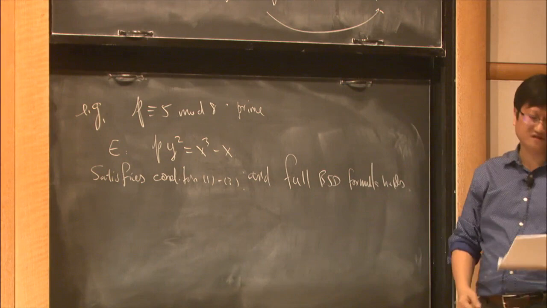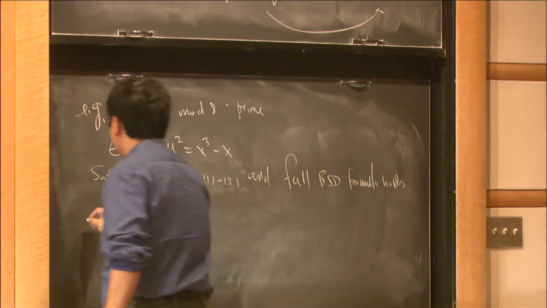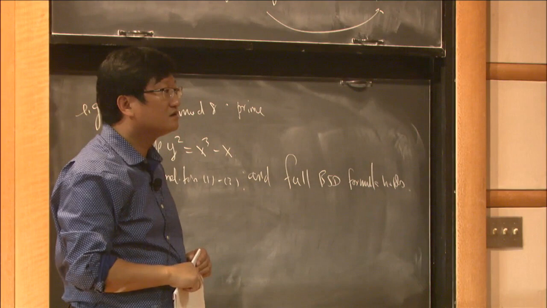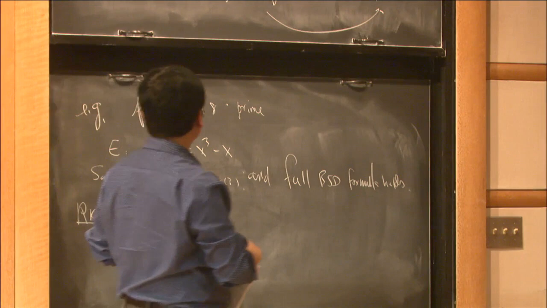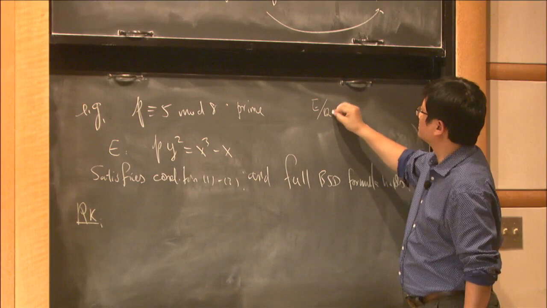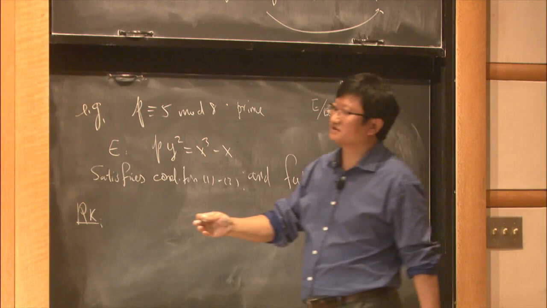OK, so now let me give some remark on it. Is it possible to say quickly why the second condition holds? Because the Heegner point is non-torsion. If you consider this E base change to Q adjoined square root of negative p, then you can show the Heegner point is non-torsion.